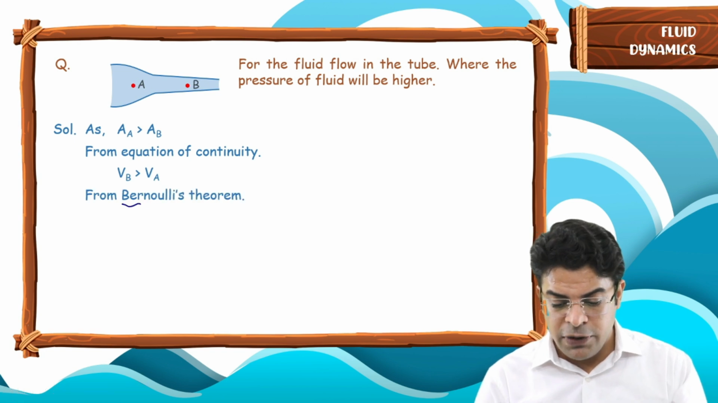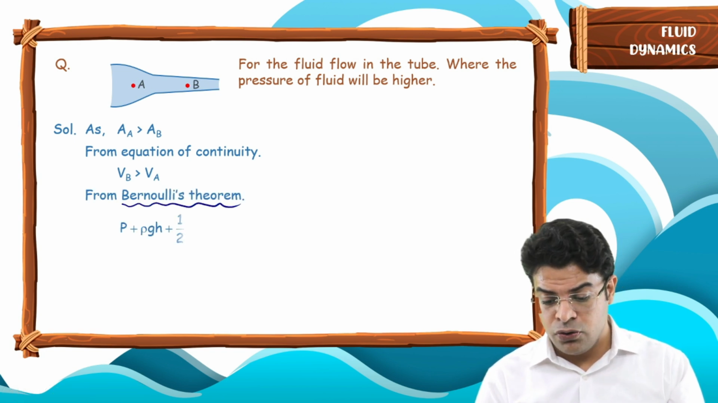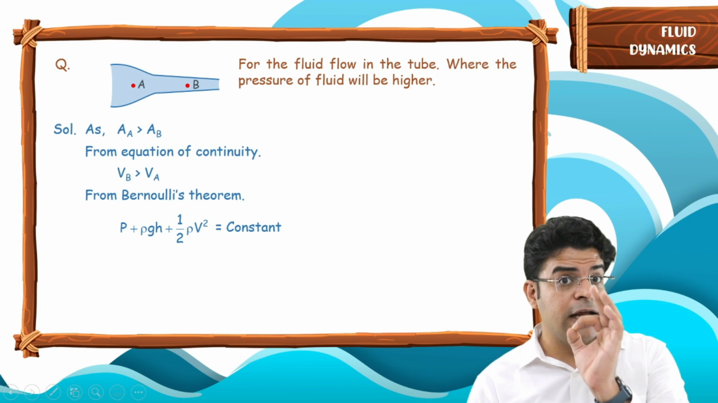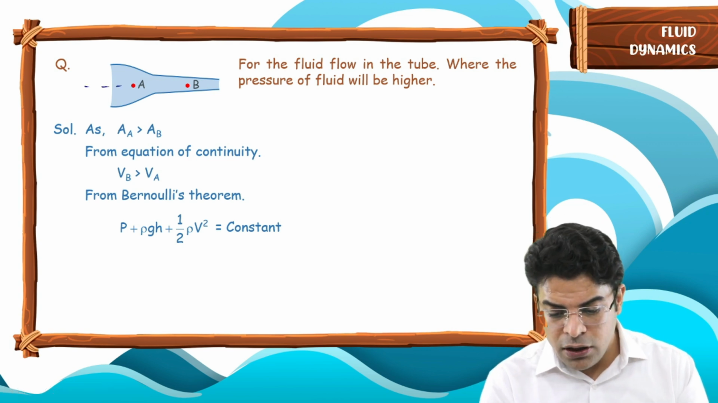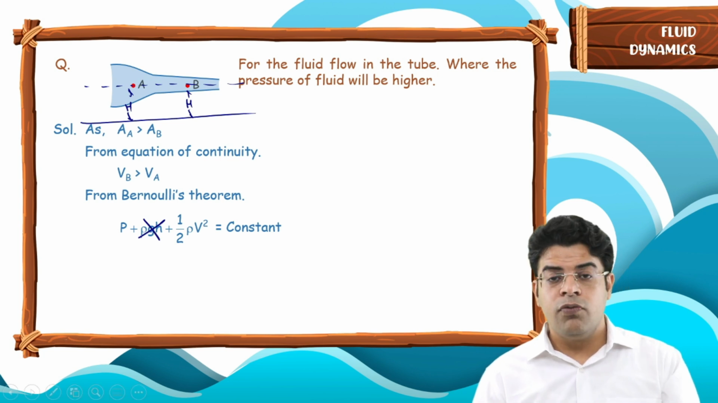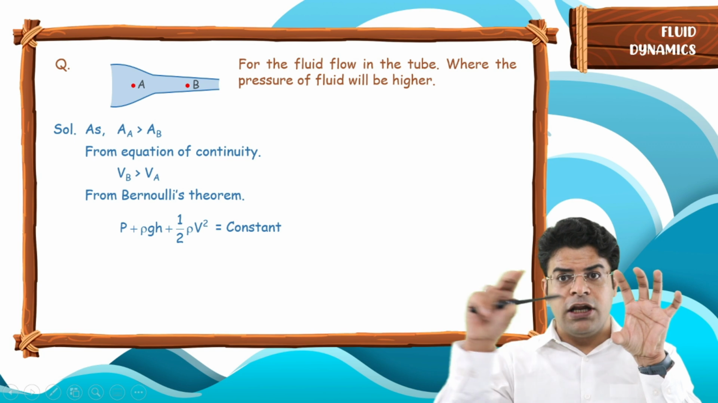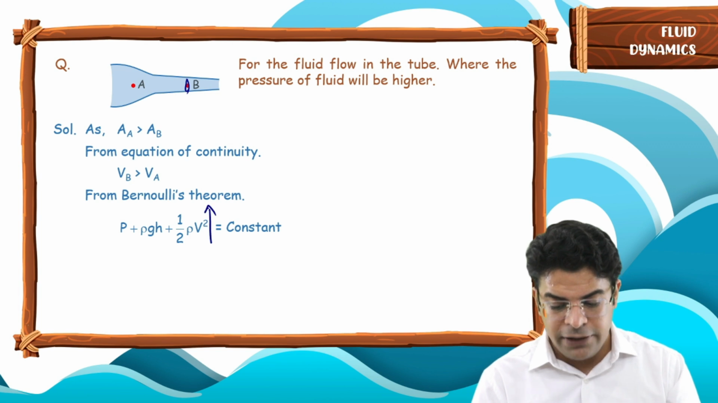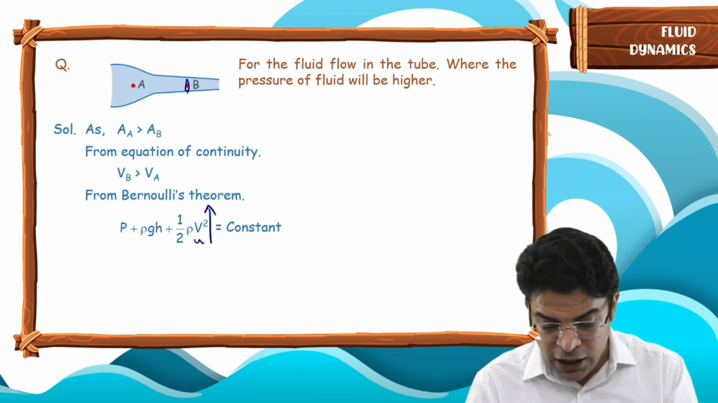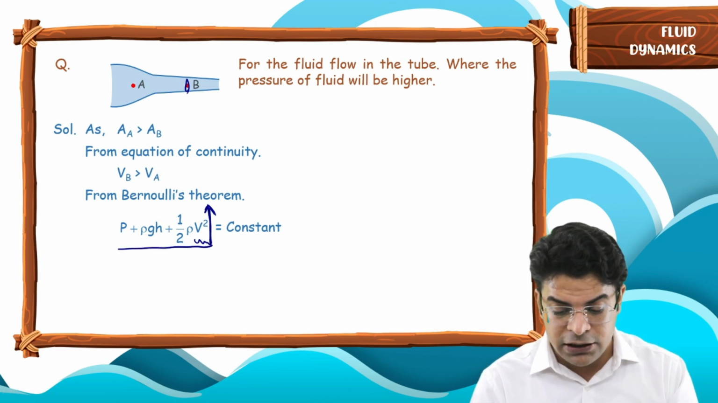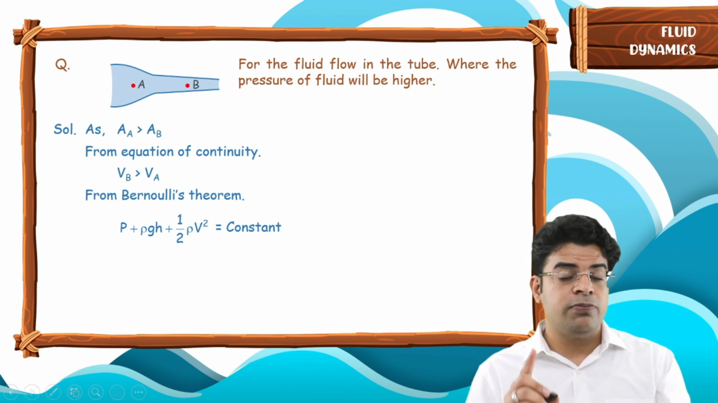Now we can say from Bernoulli's theorem, P plus rho gh plus half rho v square equals constant. Now both of them are at the same height above the reference line. So this second term makes no difference. So what you need to focus upon is that for this horizontal pipe, the place where the cross-sectional area is less, there the velocity will be high. Since the velocity is high, v square will be high. And for the sum of these three terms to remain constant, if the velocity is higher, the pressure has to be lower. So you have to keep this particular concept in mind.